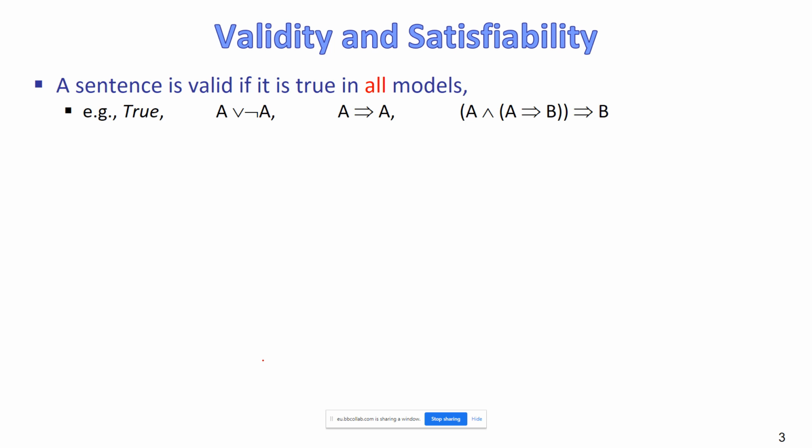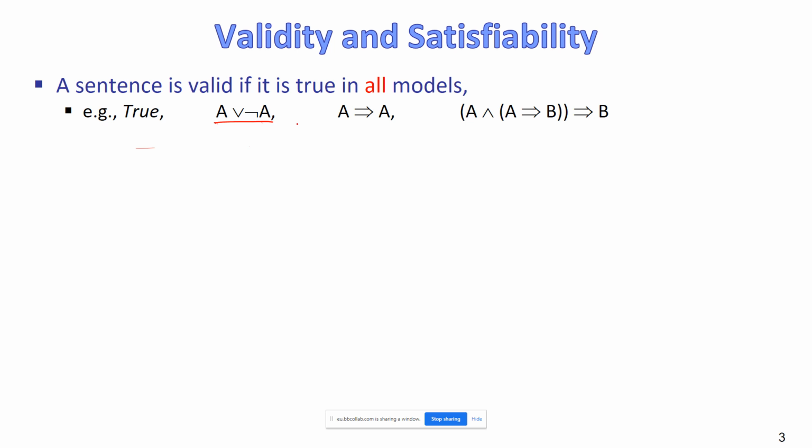The first one is validity. A sentence is valid if it's true in all models. For example, the sentence that is just true is of course true. A or not A is always true, because any assignment of A will make this sentence true. Also, A implies A is true, and so on. That's how we call a sentence valid: it is true in all models. If you remember, in propositional logic that has another name. What was that name?